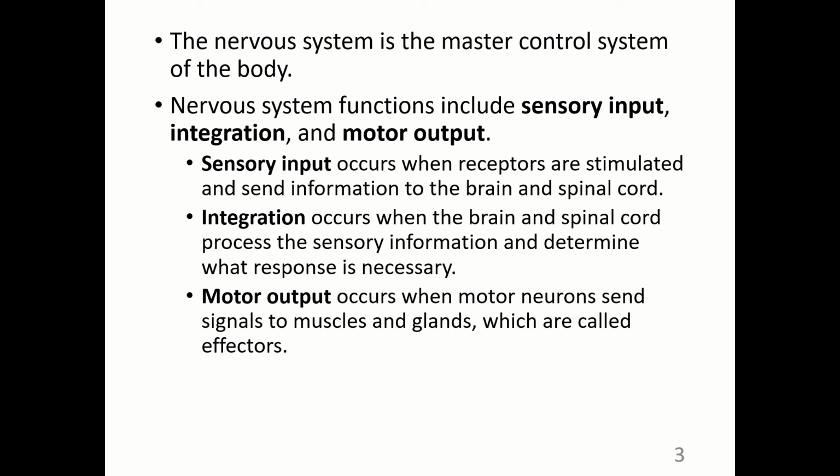Sensory input occurs when receptors are stimulated and send information to the brain and spinal cord. Integration occurs when the brain and spinal cord process the sensory information and determine what response is necessary. Motor output occurs when motor neurons send signals to muscles and glands, which are called effectors.